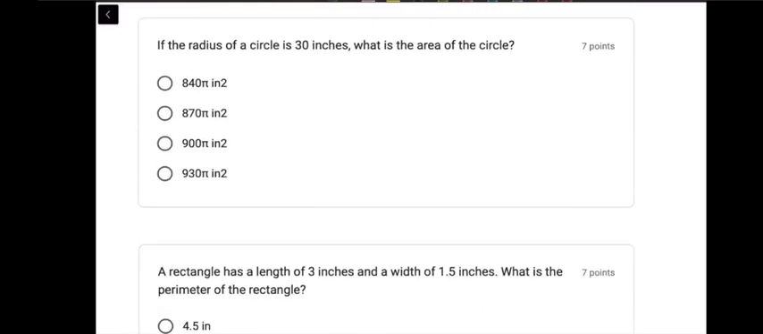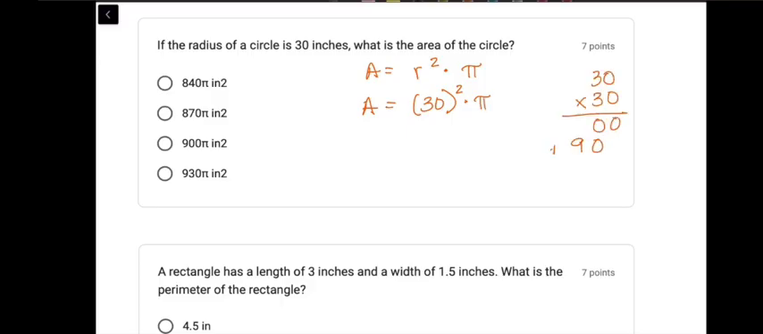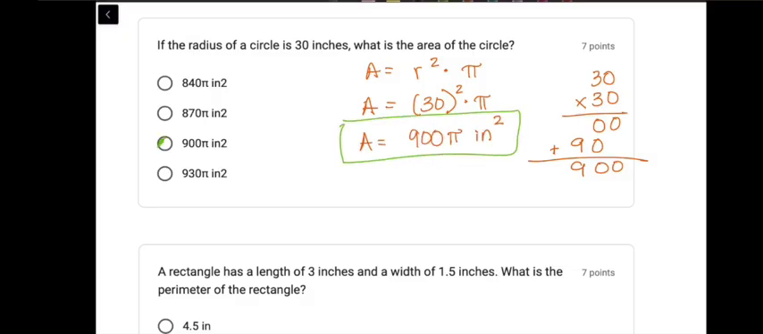In this problem, we have that if the radius of a circle is 30 inches, what is the area of the circle? The area of a circle is calculated by multiplying the radius to the second power times pi. So the area here is going to equal, the radius is 30, so I'll plug that in, to the second power times pi. Now 30 times 30 is going to be 0, and that's going to be 0, over here is going to be 0, and that's going to be 9. So the area will equal 900 pi inches squared, which would make the answer C.